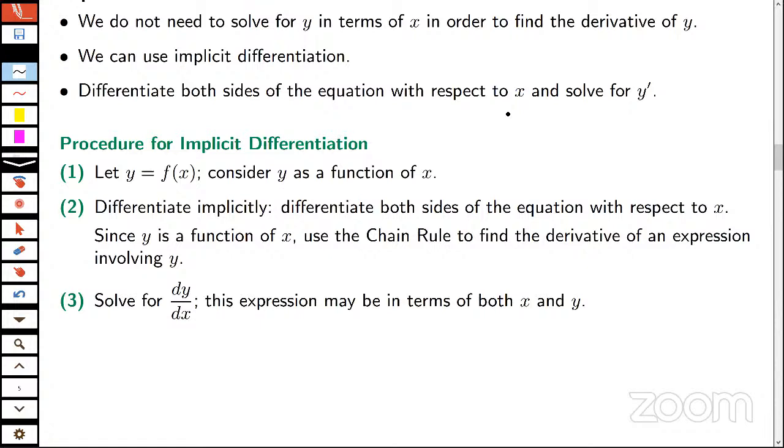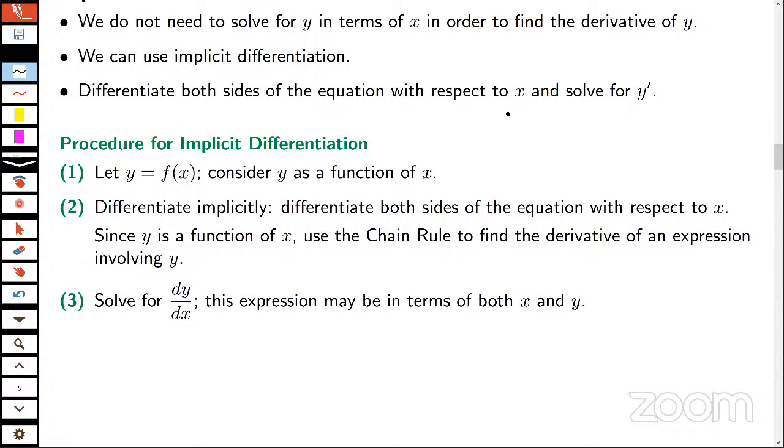So here's a procedure for implicit differentiation. We think about y as a function of x. So we have to think of y as a function of that independent variable x. And we differentiate implicitly. What does that mean? You differentiate both sides of the equation with respect to x. Now, there is some question about whether or not the equality is maintained, but in fact it does.